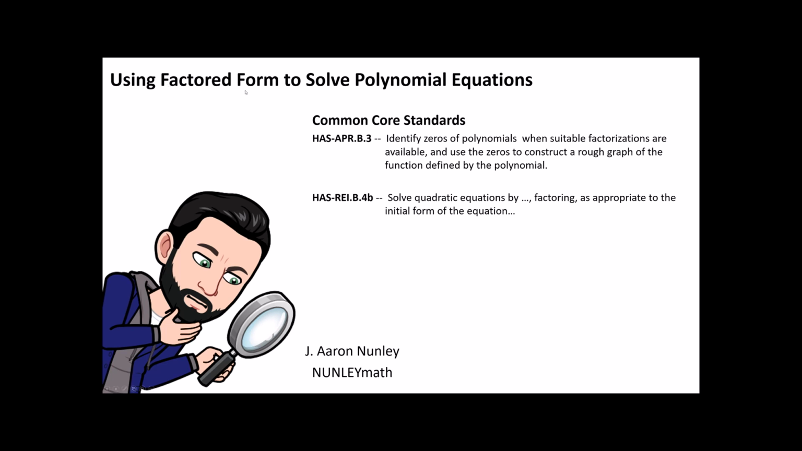The first is factored form. The second is solving polynomial equations. So those are the two big ideas we're going to have to look at today. Factored form and what factored form is, and then secondly, how does factored form help us solve polynomial equations. Two separate ideas. We're going to tie it all together. Hopefully, it's going to make some really good sense for you.